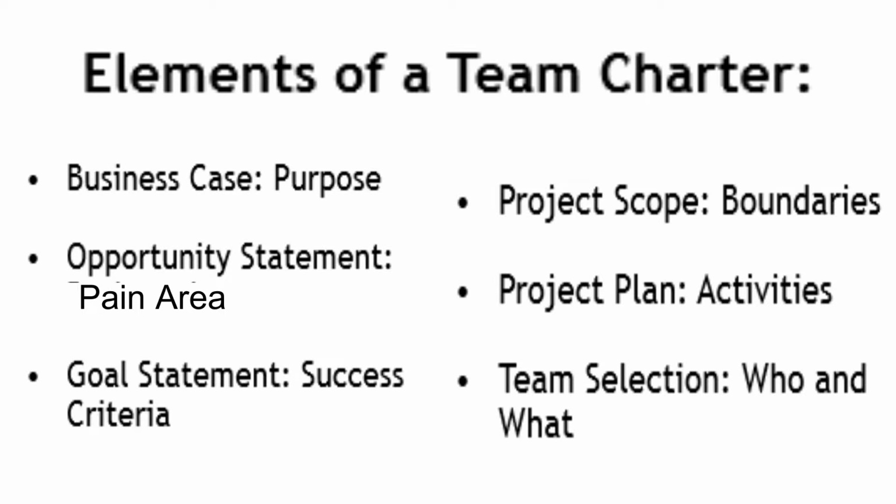Coming on to the next element of the team charter is the goal statement. So what is this goal statement? Goal statement decides whether you have succeeded in your project or not. It is the success criteria of your Six Sigma project. Goal statement is basically a from and to statement. That means I want to go from this position currently to this position. So it's basically a from and to statement.